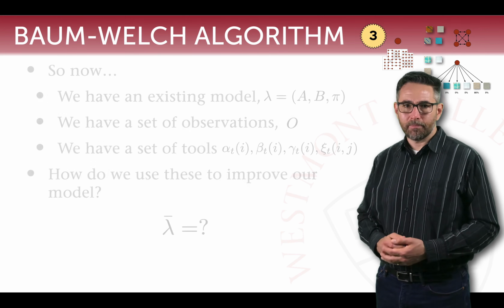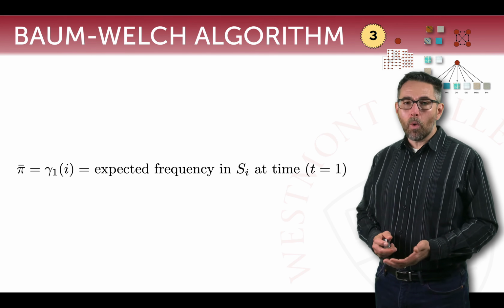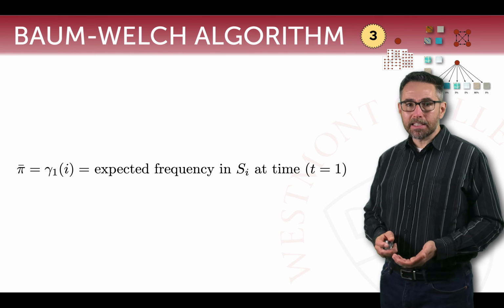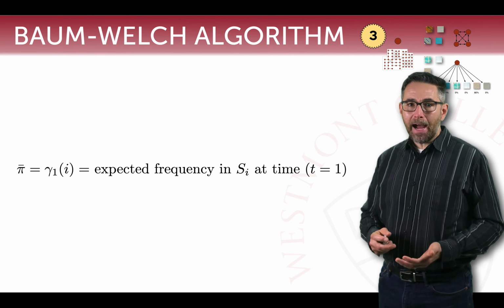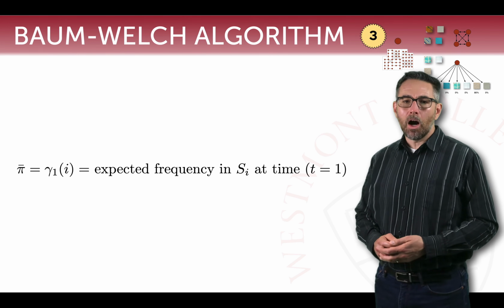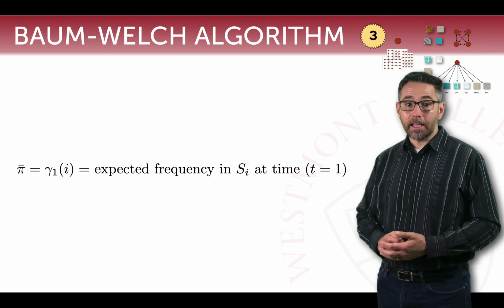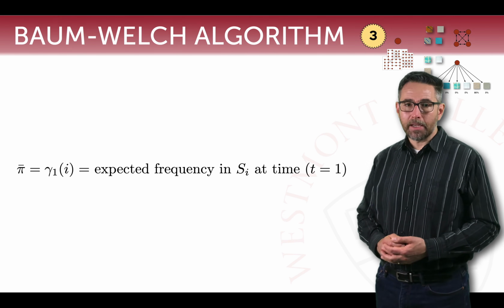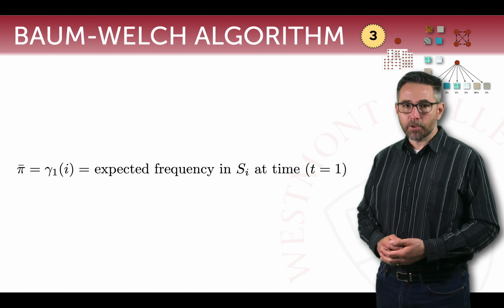How do we improve our estimate? For starters, bar pi is simply gamma 1 of i. So we can say the expected frequency of being in state i at time 1 is just gamma 1 of i. So pi, going through all the different i's, pi sub i, all of the different pi parameters can be updated by looking at our gamma 1 of i parameter. That one's kind of straightforward. Remember, gamma was calculated from the previous model and the observations that we saw.